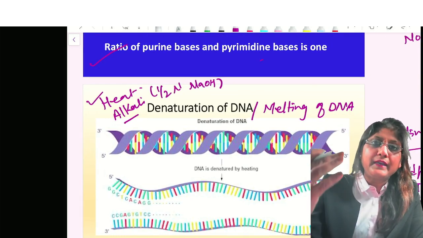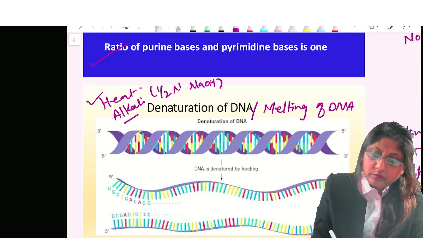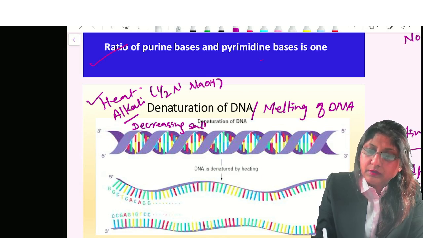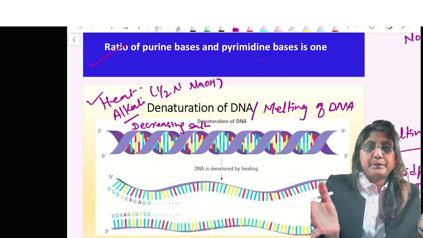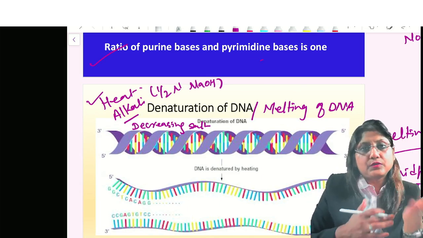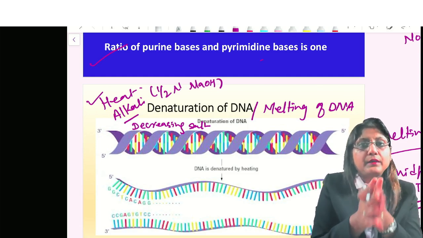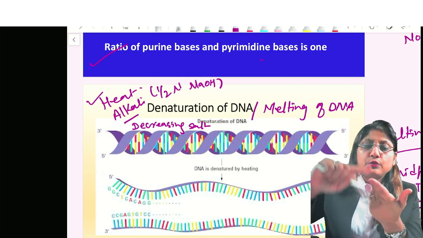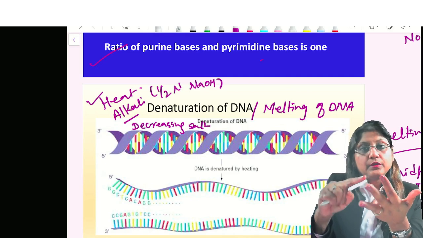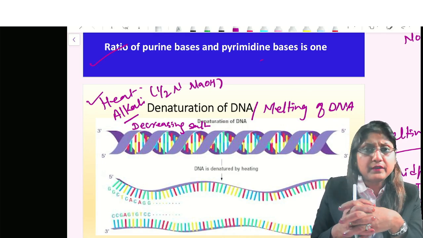So increasing the heat, using the alkali, and one point you must know, decreasing the salt concentration also separates the DNA. So what does it mean? It means that if you increase the salt concentration, the annealing will be stronger. So you'll be needing higher temperature, isn't it? So using heat you can separate, using weak alkali you can separate, and decreasing the salt you can separate. So when you increase the salt, separation becomes difficult.